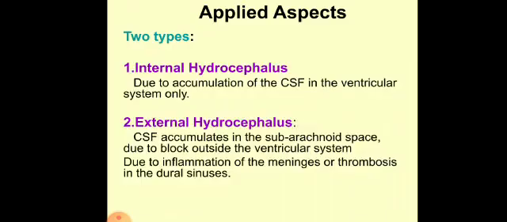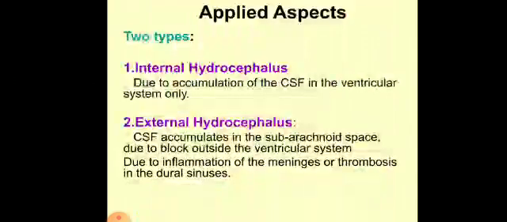Hydrocephalus has two types. You have the internal hydrocephalus and the external. So internal hydrocephalus, how do you define? Internal hydrocephalus is due to the accumulation of the CSF in the ventricular system only. Now the block is intraventricular, either at the foramen of Monro or the cerebral aqueduct, or it can even be at the fourth ventricle foramina. So that is what results in the internal hydrocephalus.